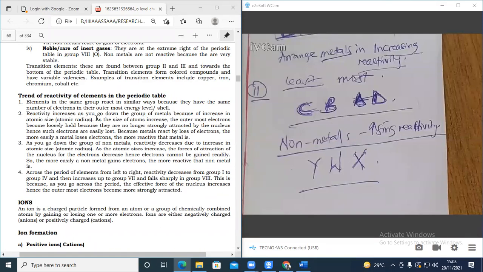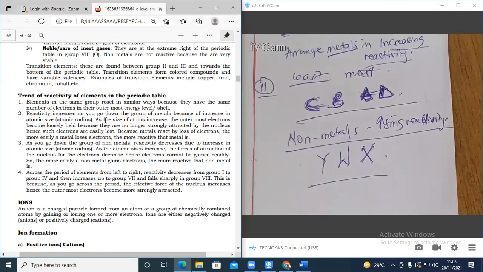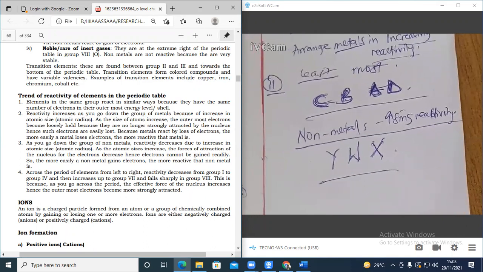Reactivity increases as you go down the group of metals. We have seen that one. Because the atomic size of an atom increases, the outermost electron becomes loosely held because there is no longer strong attraction from the nucleus. Hence, such electrons are easily lost. Because metals react by loss of electrons, the more easily a metal loses electrons, the more reactive that metal is. Have we got the reason now why metals down the group react faster?